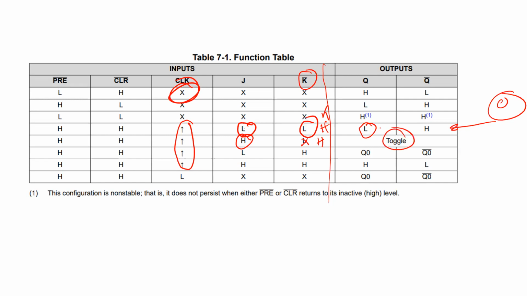Let's look at the next one. Here it is low, and K prime is high, which means K is low. Low and low, 0, 0, means no change. So Q will be the same, and Q prime will be the same. No change. Let's see the next one. When you put high here and high here, remember this high means K is low. As you know, for JK, when J is high and K is low, you're actually making a set, as you see here.